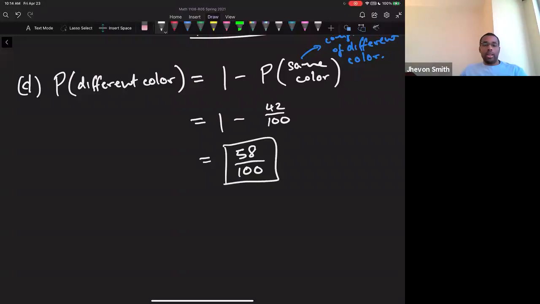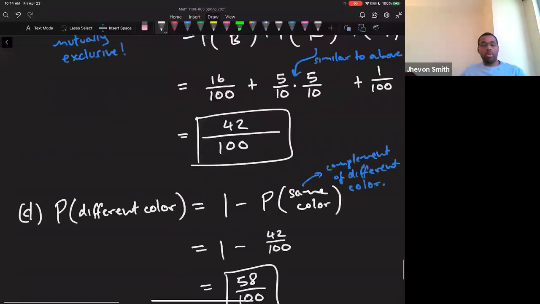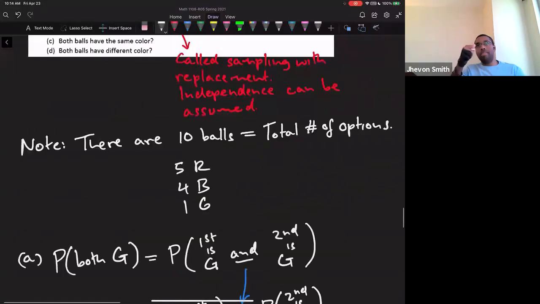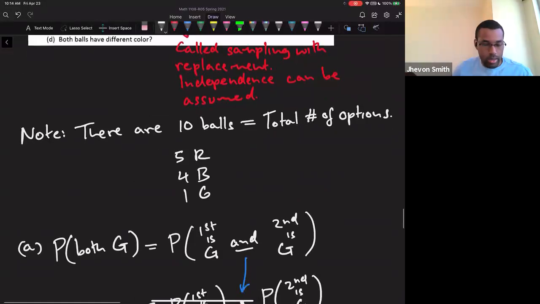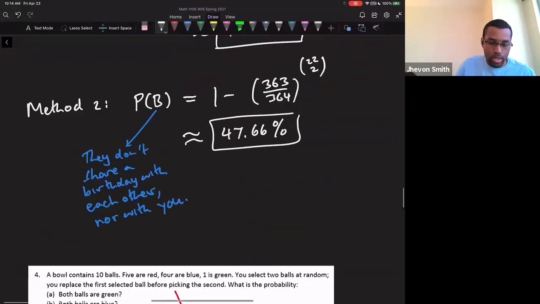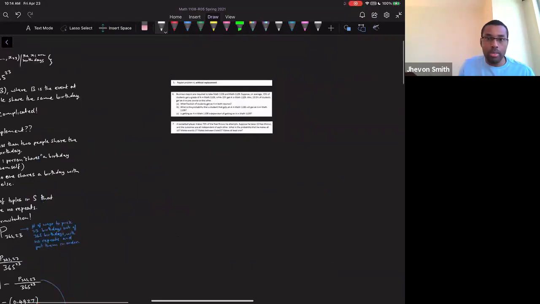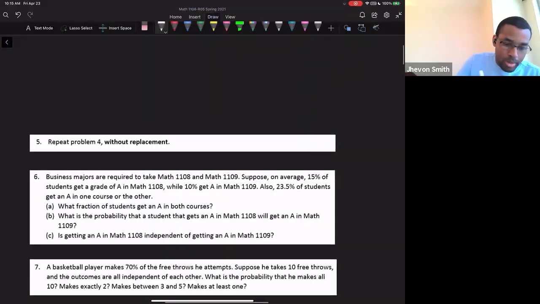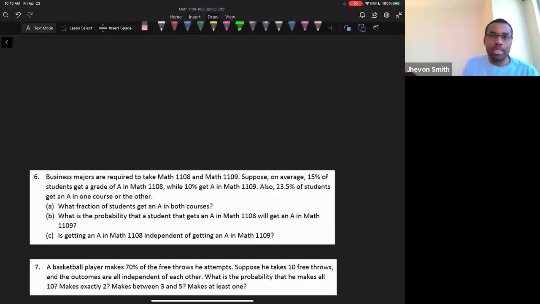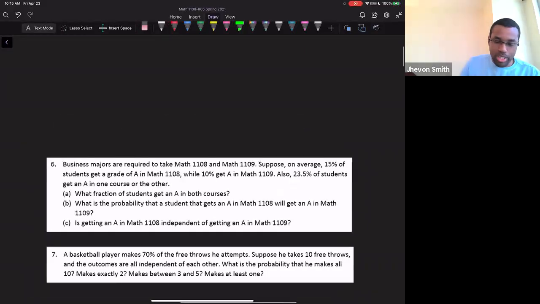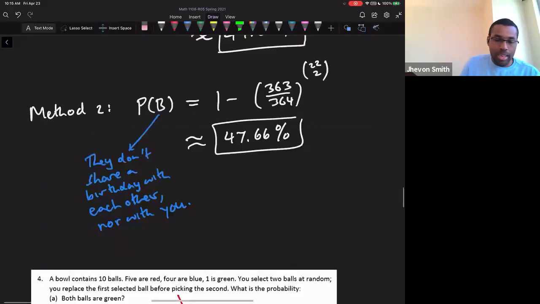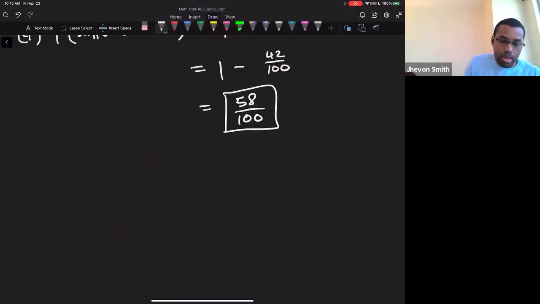So that's sampling with replacement. You have the total options. You just count the number of ways you can get the option you want. You can just multiply it by the other ones because you can assume independence here. Now, in the other case, in problem 5, you had to repeat without replacement. So this is called sampling without replacement. Here you don't have independence, but paradoxically, this is one situation in which you can still do that multiplication idea, except things are going to change a little bit.